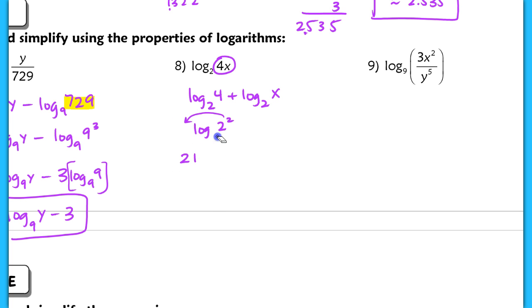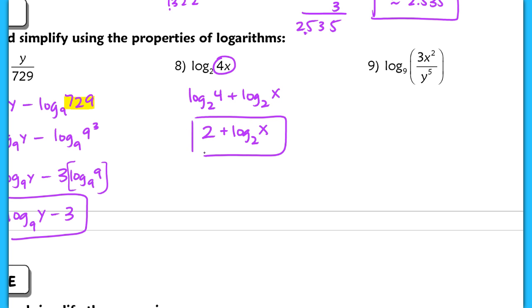You could also though just evaluate this, right? What is log base 2 of 4? Well, that's just 2. 2 raised to the 2nd power would equal 4, so it's 2. So there's multiple ways for you to simplify this. And then log base 2 of x does not simplify any further, so this would be my final expression here.